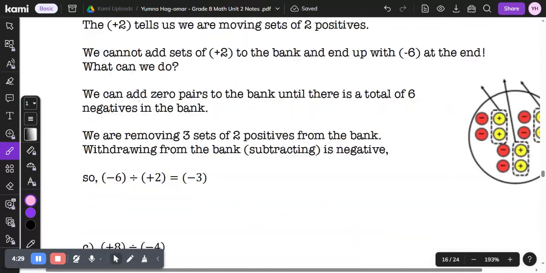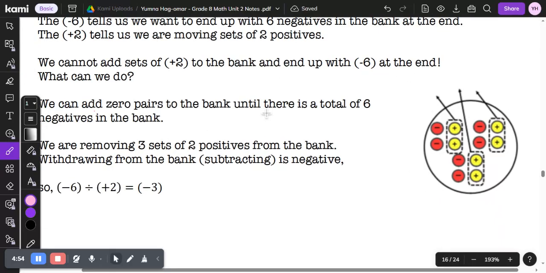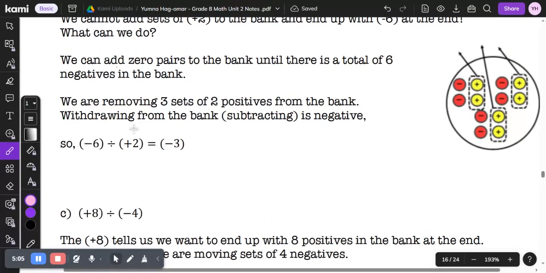Now let's look at how the paper did it. The minus 6 tells us we want to end up with 6 negatives in the bank at the end, like how we said. The plus 2 tells us we are moving sets of 2 positives. All right, so this is kind of confusing, but we'll get through it together. We cannot add sets of plus 2 to the bank and end up with minus 6 at the end. What can we do? We're going to add 0 pairs until there is a total of 6 negatives in the bank. We are removing 3 sets of 2 positives from the bank. Withdrawing from the bank is negative. So minus 6 divided by plus 2 equals negative 3.